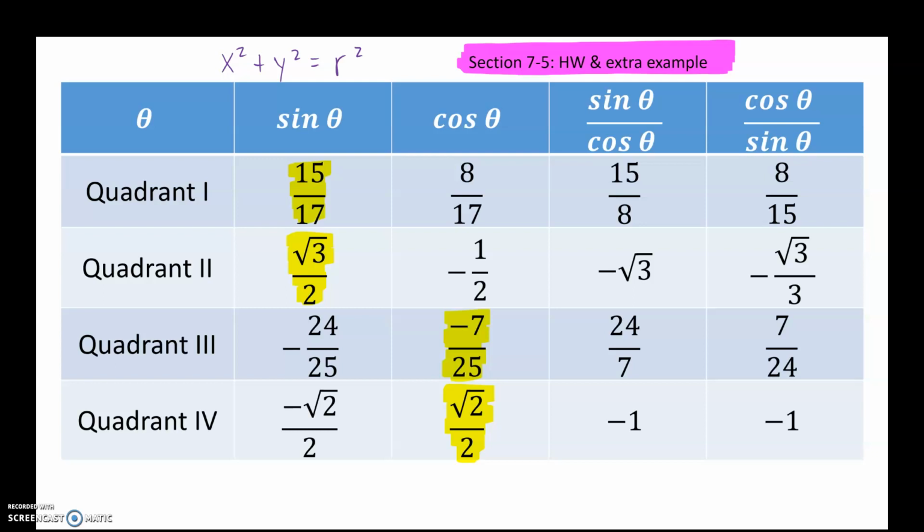All right, so here are the solutions to the first slide using x squared plus y squared equals r squared and the fact about what trig functions are positive and negative in the second quadrants. Check your work on those.